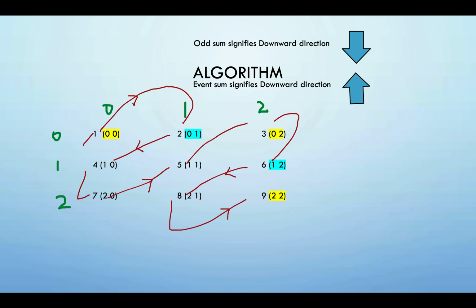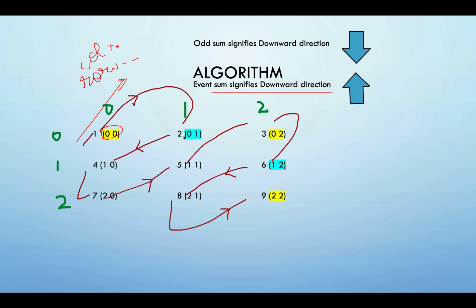Whenever the sum of these two indices, i plus j, is even, that means you are going in an upward direction. So this is an upward direction. That means from one position you need to go to row minus minus. How do you define the upward direction? Row minus minus, column plus plus, because you are moving up. That means you are incrementing the column and decreasing the row.